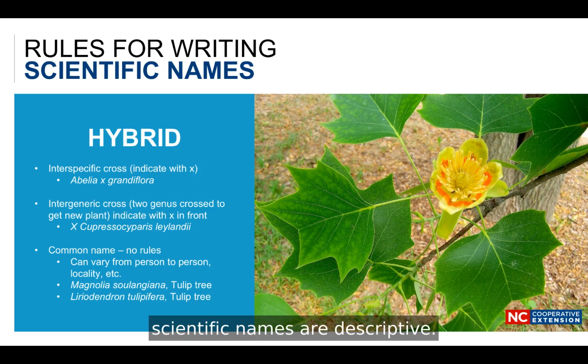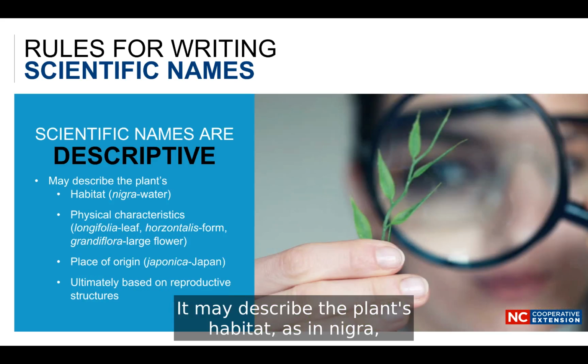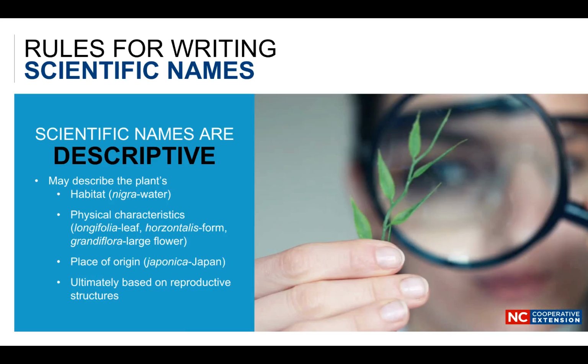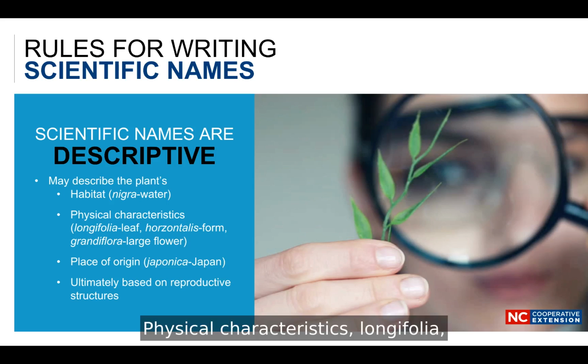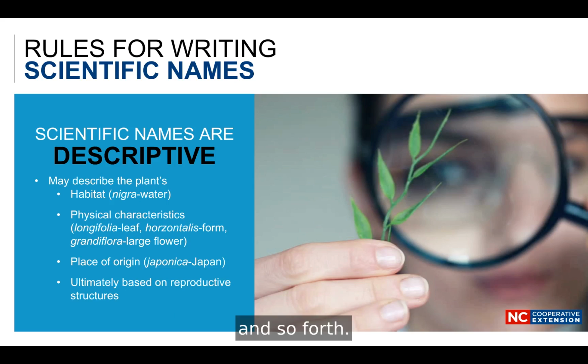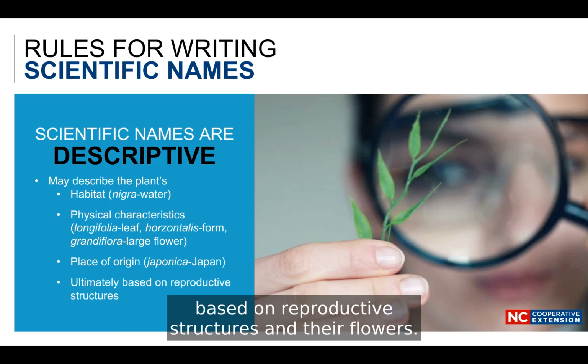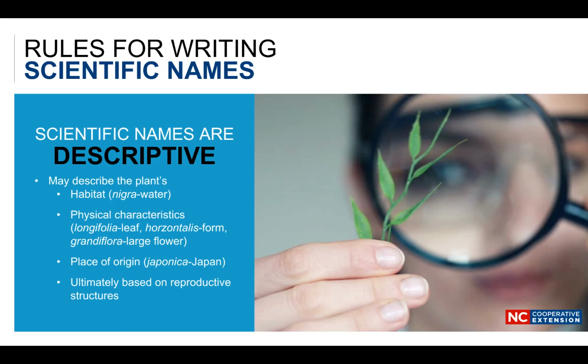Some other rules. Scientific names are descriptive. It may describe the plant's habitat, as in nigra, having to do with water. Physical characteristics. Longifolia, having to do with a long leaf. Horizontalis, having to do with a form growing horizontally. Grandiflora has a large flower. It could have to do with place of origin. Japonica being from Japan, chinensis from China, and so forth. Ultimately, the species are separated based on reproductive structures in their flowers.